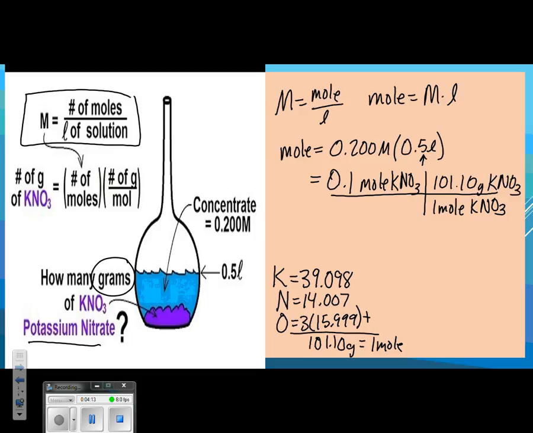At this point, we can cancel out moles, and we just multiply those two. Even without a calculator, you should be able to say 0.1 just means I'm going to move the decimal 1 in this direction. So I'm going to end up with 10, since I only have one significant figure, grams of KNO3 that I put in there. My answer. Done. Okay? Everybody followed every step? Anybody get confused before we move on?